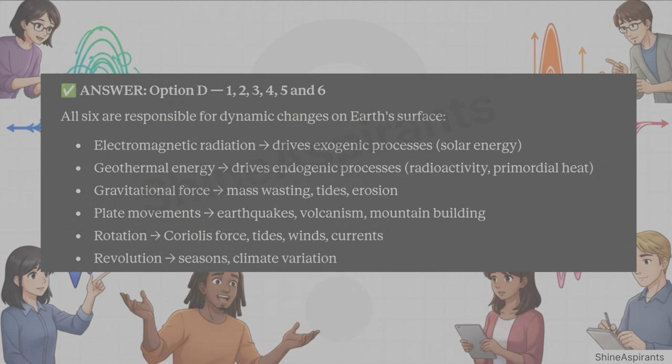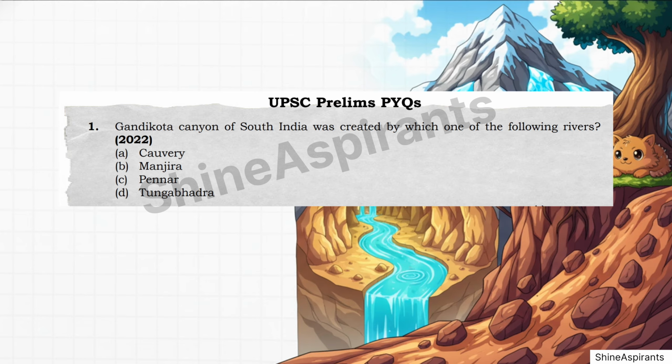Answer D. Question 8, UPSC Prelims 2022. Gandikota Canyon of South India was created by which one of the following rivers? Option A. Kaveri. Option B. Manjira. Option C. Pennar. Option D. Tungabhadra. Pause 8 seconds.